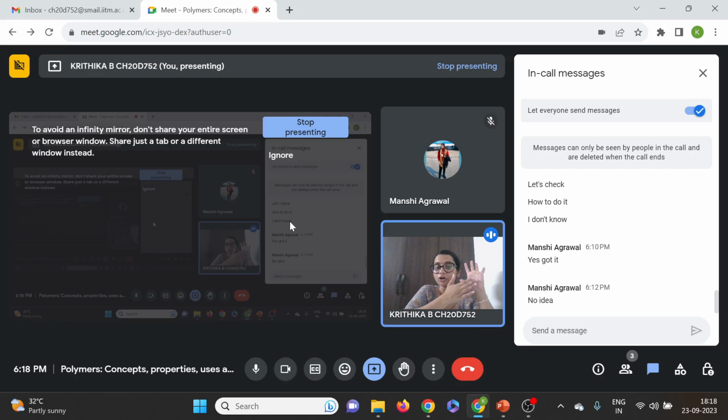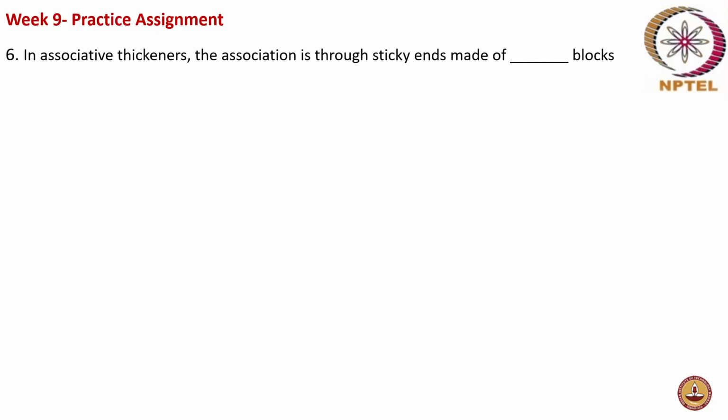Now let's go on to the next question. In associative thickeners, the association is through sticky ends made of dash blocks. So, these associative thickeners are nothing but your water-based paints. They have some sticky ends. These sticky ends are made up of certain blocks. That is what causes the behavior of stickiness. So, what are these blocks made up of, is the question. The answer for this is that these are actually made up of hydrophobic blocks.